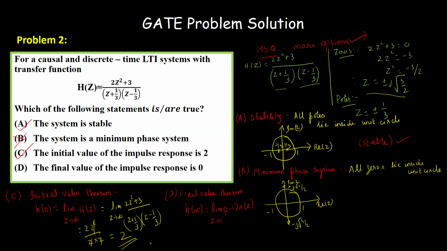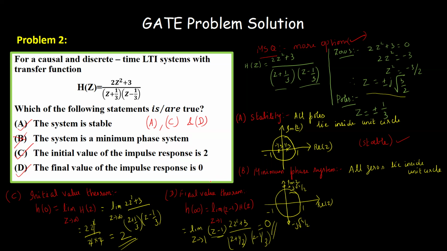So let me apply h of z here. So limit z tends to 1, z minus 1 into h of z is 2z square plus 3z plus 1 by 3 over z minus 1 by 3. So when we apply the limit z tends to 1, this factor, 1 minus 1, becomes 0. 0 into anything is 0 only. So we got the final value h of infinity as 0. So the last option D is also the correct one. The final value of the impulse response is 0. So here in this multiple select question, A, C and D are the correct options. Totally 3 answers for this problem, A, C and D.